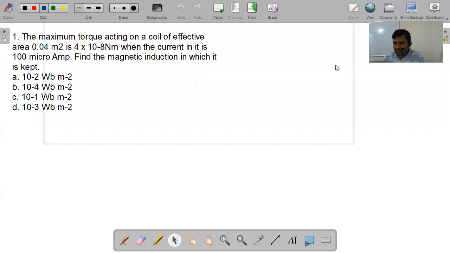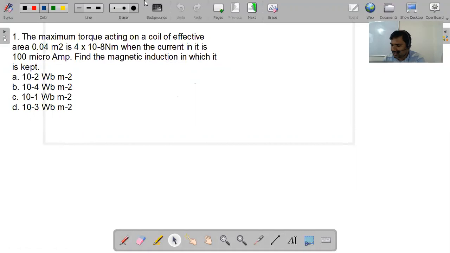Namaste students. So today we are solving problems based on the torque experienced by a coil when we place it in an external magnetic field, and this is a current carrying coil. Now the question is: the maximum torque acting on a coil of effective area 0.04 meter square is 4 into 10 power minus 8 Newton meter, when the current in it is 100 microampere. Find the magnetic induction in which it is kept.